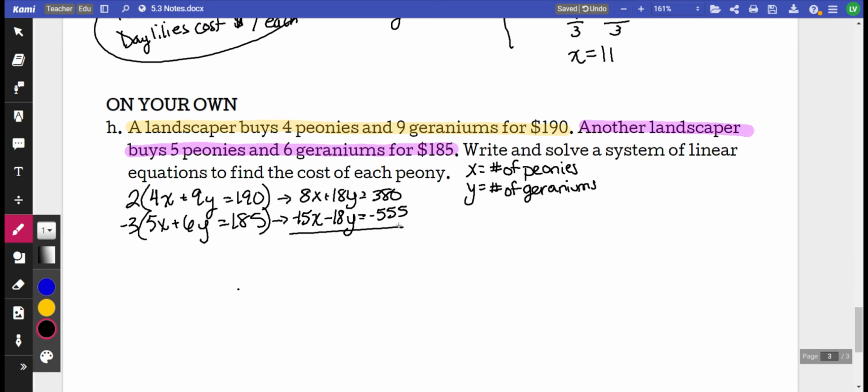So I'm going to add these two equations. 8x plus negative 15x is negative 7x. 18y plus negative 18y is a 0. And 380 plus negative 555 is negative 175. So this becomes negative 7x equals negative 175. And divide both sides by negative 7. Get x equals 25.